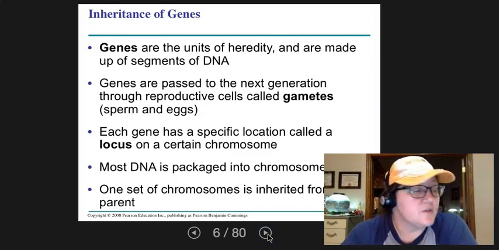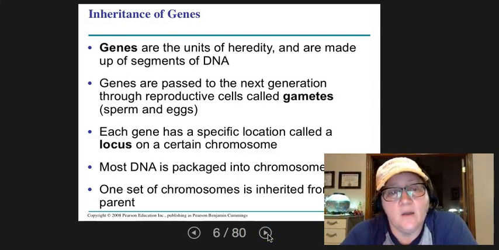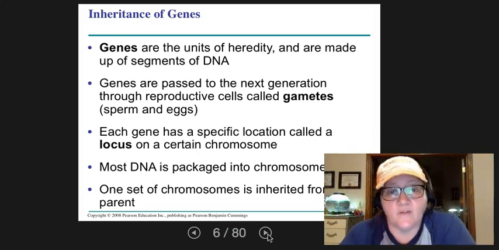What's a gene? Genes are little segments of DNA. They're segments of DNA on a chromosome, so a chromosome is made up of many, many genes. I think the book calls them units of heredity, made up of segments of DNA. Genes get passed from one generation to the next through a gamete, an egg or a sperm. Sperm in the male, egg in the female.